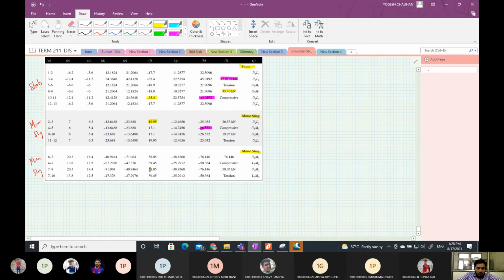Then this member is also under tension, and the maximum tension is 58.05, and the maximum compression is 76.146. So you design it for tension and check it for the compression. You can do the reverse also. You design it for 76.146 and check it for 58.05.